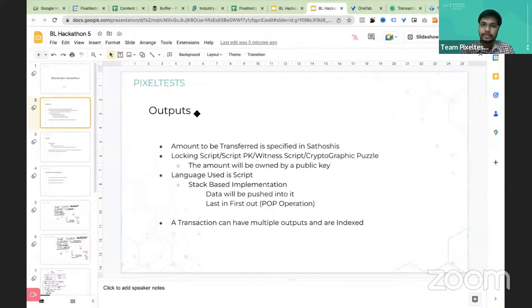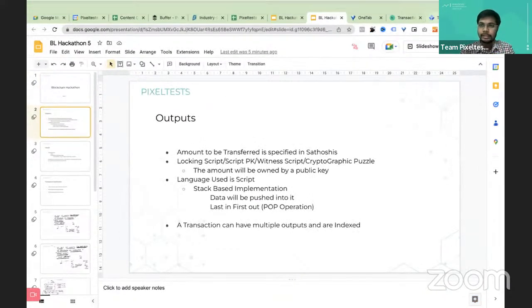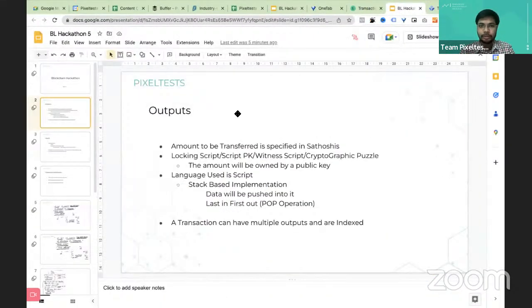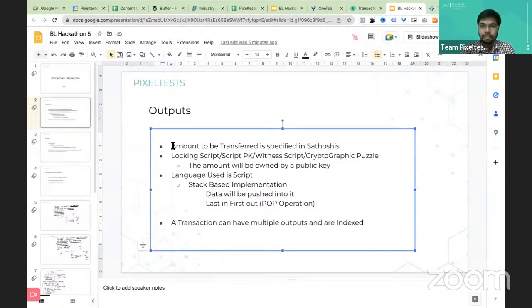Each transaction has multiple outputs. In this particular transaction, we had two outputs. Out of that, what is specified in each output? Whenever there is an output going out, the amount to be transferred is specified in satoshis.